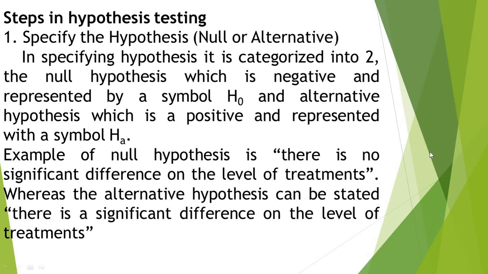Example of a null hypothesis: there is no significant difference on the level of treatment. It is structured in a negative form, no significant difference. Whereas the alternative hypothesis can be stated that there is a significant difference on the level of treatments, or in a positive structure.